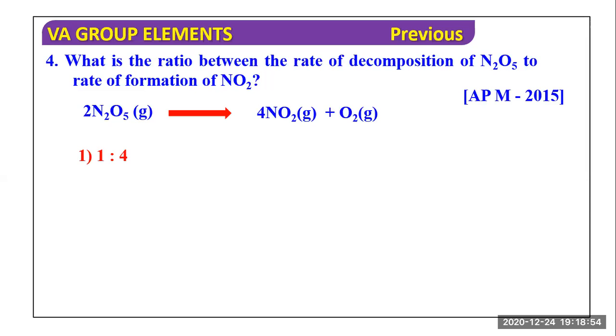Is it 1:4 or 4:1? Or is it 2:1 or 1:2? Already we see that there is a 2:4, which means 1:2. Yes, so option 4 is correct.